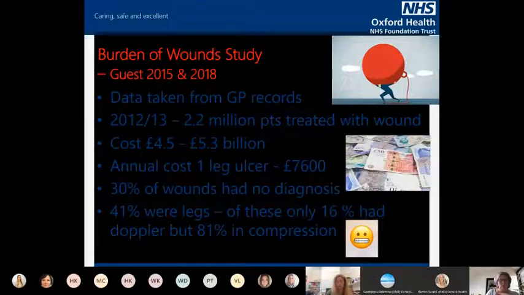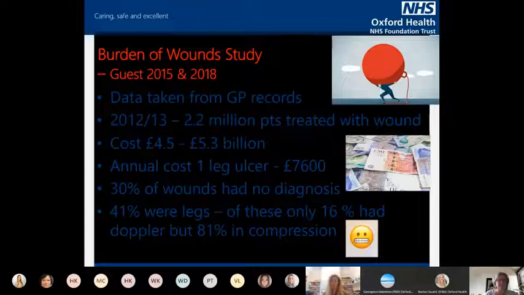Okay, so a little bit about wounds, why it's so important. It's massive in our working world. You see an awful lot of them. You don't need me to tell you that. But there was a great study done. You must have heard of it, I would have thought. It's called the Burden of Wounds Study by Guest in 2015 and updated in 2018. They looked at all the GP records to get an idea of how many wounds there were in the country, how many leg ulcers, how long they were taking to heal, how many had had an assessment and all of the rest of it.